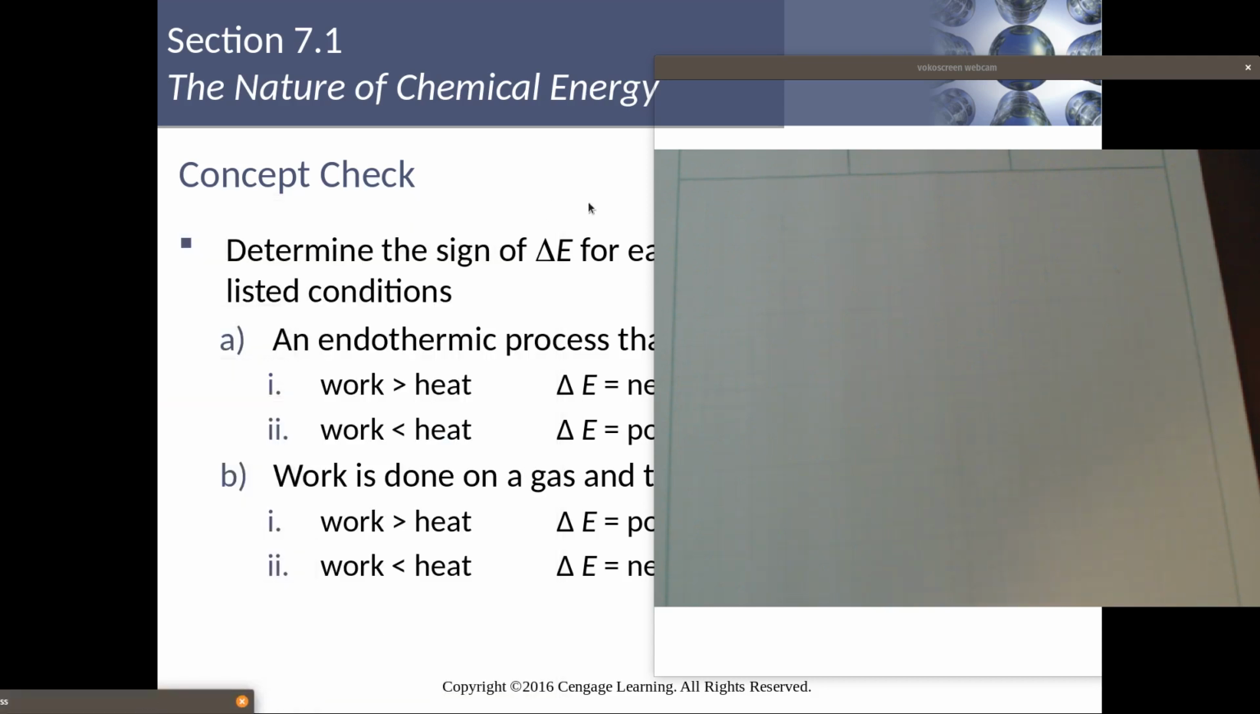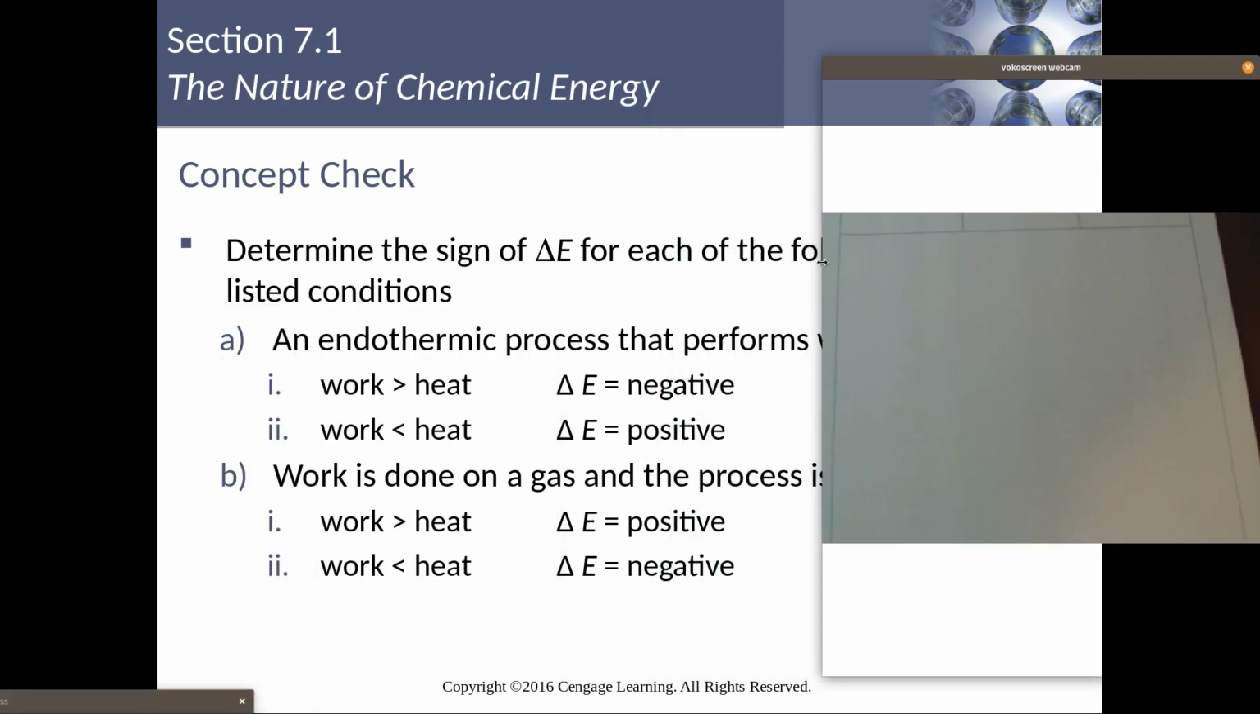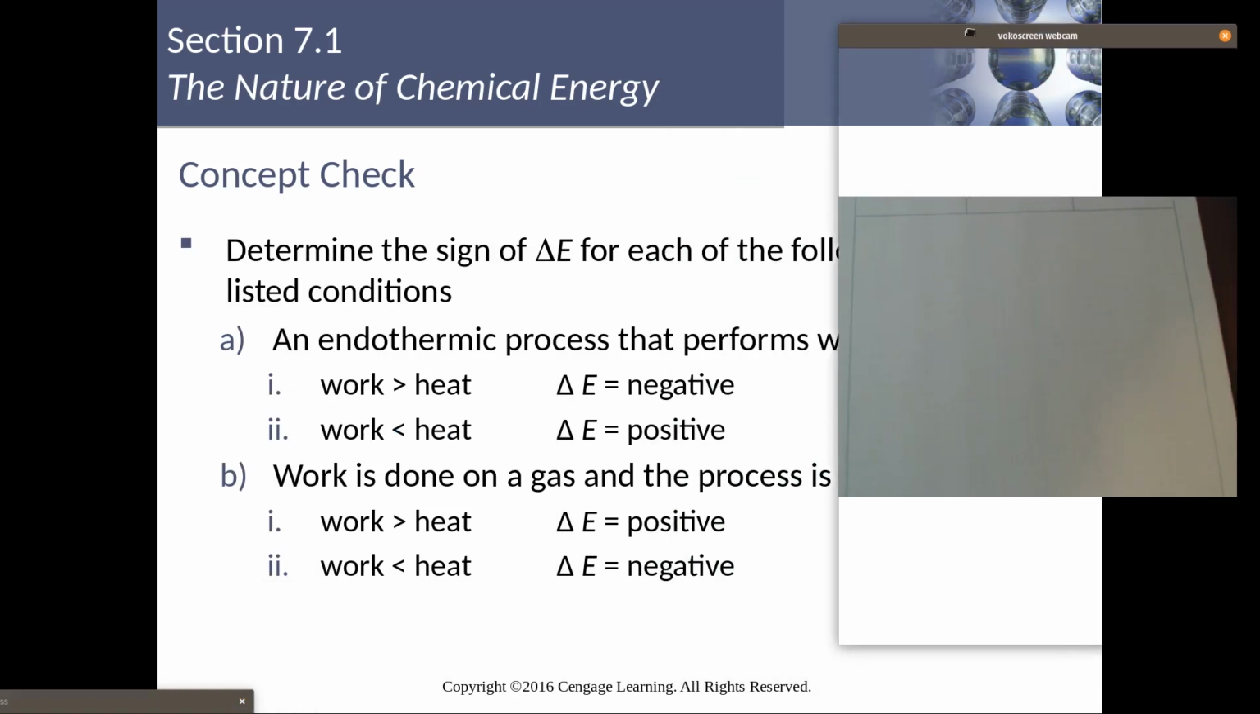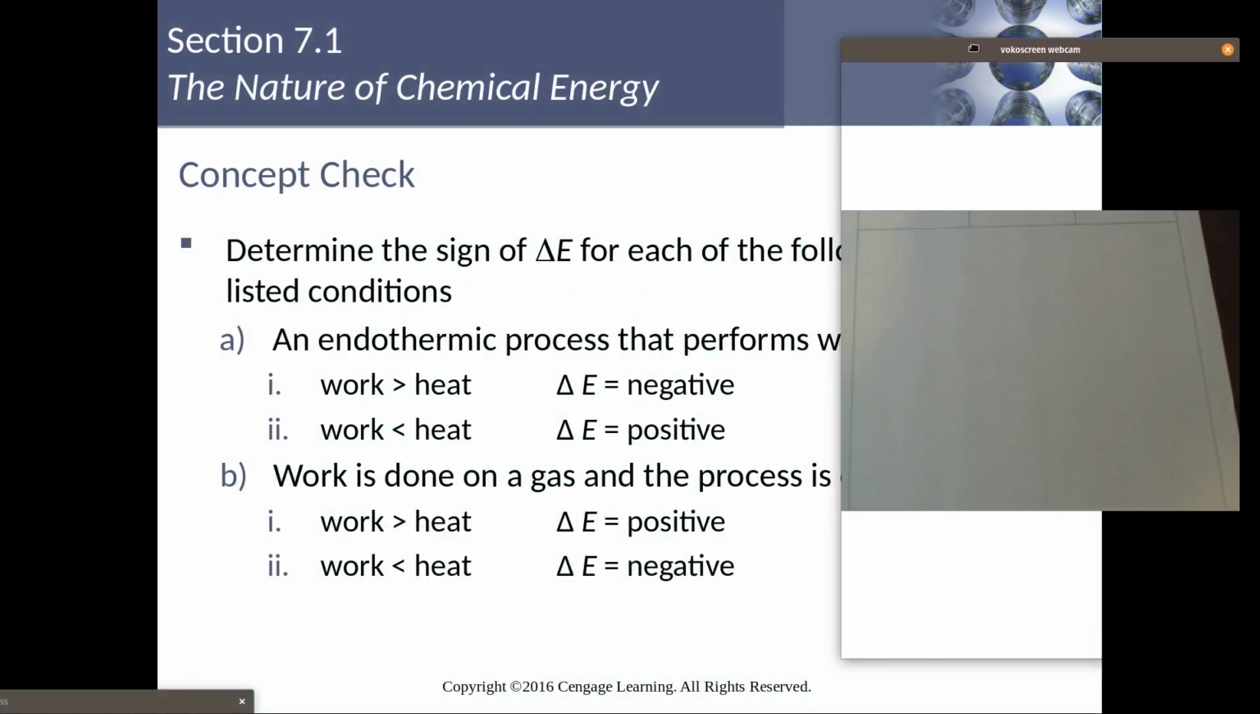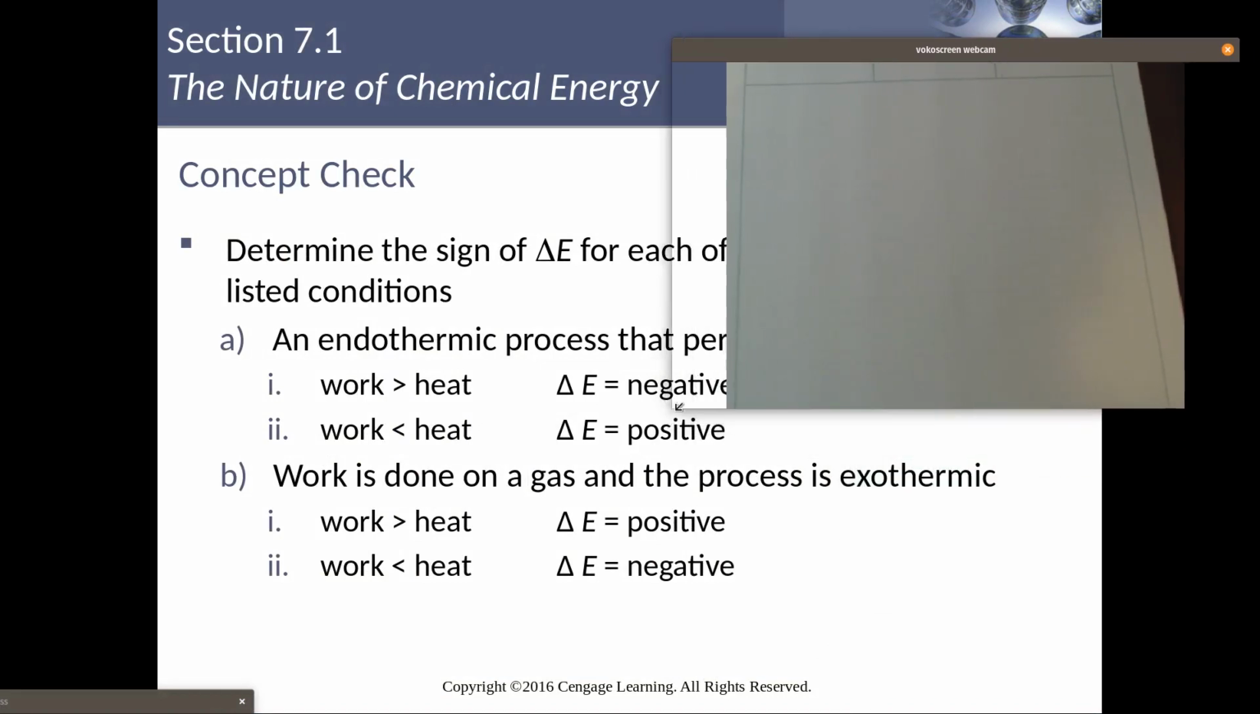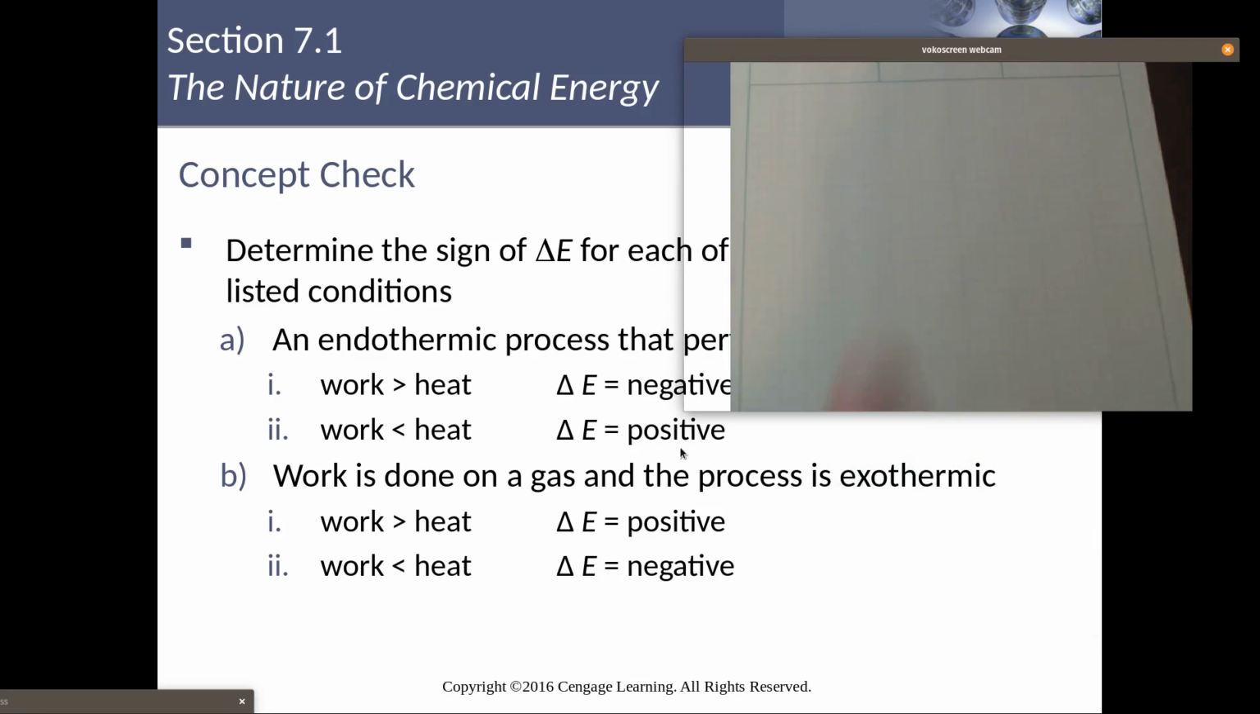Okay, so today we're going to talk more about the concept of chemical energy. But let me review a few things that we talked about the last time. And again, I'm going to use the notepad here as a way to annotate and highlight some of the things I talk about on the PowerPoint.